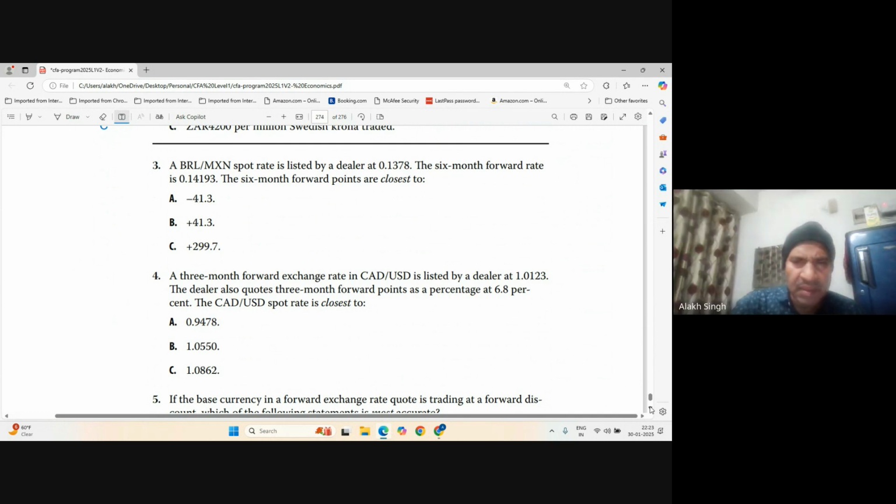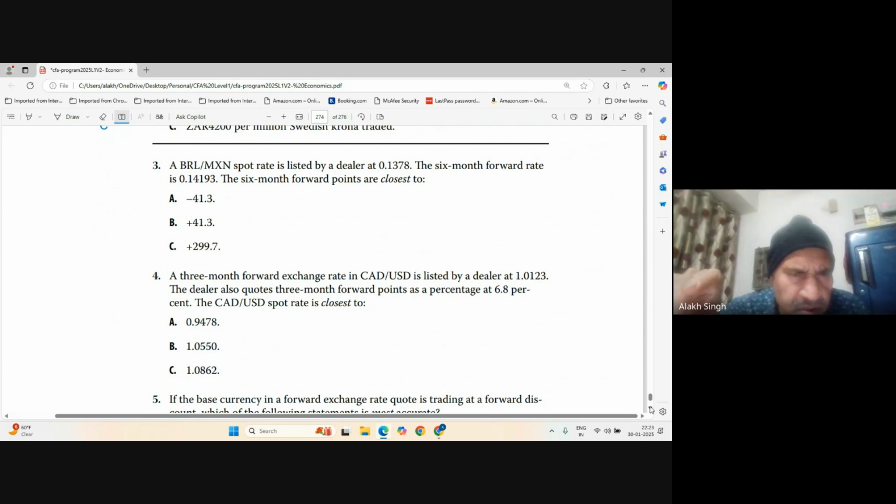The Brazilian per Mexican spot rate is listed as 0.1378. The 6-month forward rate is 0.14193. The 6-month forward points are closest to what? We will deduct spot from forward and multiply by 10,000. So forward is 0.14193 minus 0.1378, times 10,000, which is 41.3, positive. B.